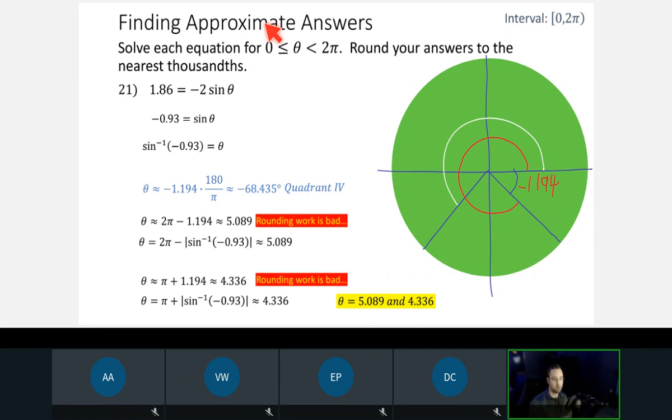And then you're going to plug in 4.336 into theta, hit enter again. You will also get really close to 1.86. That's how you check your answers. So these problems require drawing diagrams. All right, I'm going to show you one more.